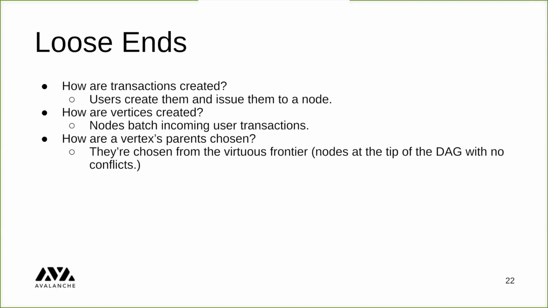And another loose end is how are a vertex's parents chosen? When a node is issuing a vertex, it'll just choose a handful of parents. This is a parameter of the system. It'll choose some number of parents from the virtuous frontier. And this is nodes that are at the tip, the end of the DAG that don't have conflicts, right?